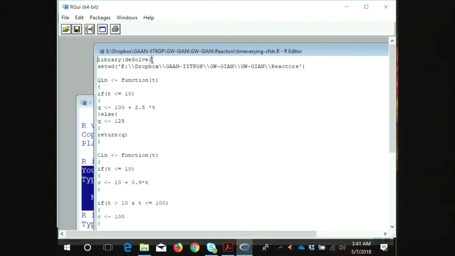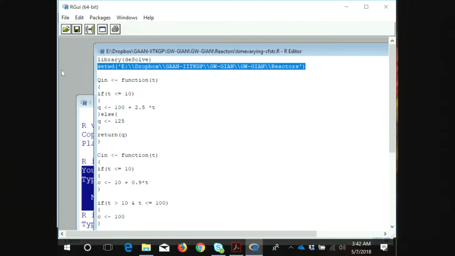Okay, so the first thing was we loaded the library deSolve. Everybody should have at least gotten that far, right? The second step is to write your working directory. This is where I have it stored, but you would have your own. So our q in was a function of time. If it was less than 10 days, it started off at 10 and went up to 100, and then it went to 125 after 10 days. So I just used an if-else statement: if t is less than 10, that's the equation 100 plus 2.5t, else q is 125, and the function returns q.